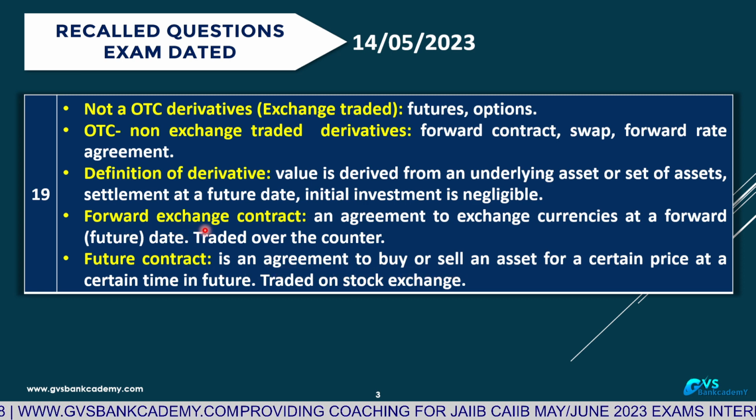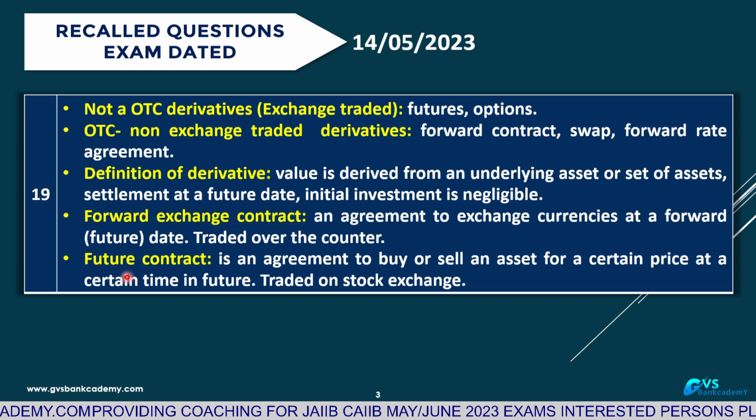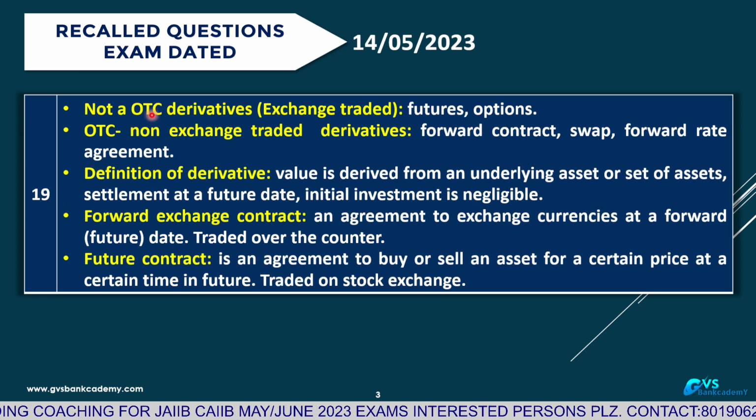In a forward exchange contract, liquidity is less. In a futures contract, liquidity is more since it is traded on the stock exchange. In a forward contract, default risk is more. In a futures contract, default risk is less because it is stock exchange traded, and the stock exchange collects progressive margins also. So these are the question 19 derivatives.